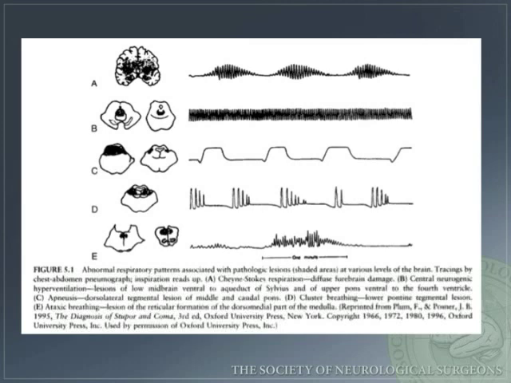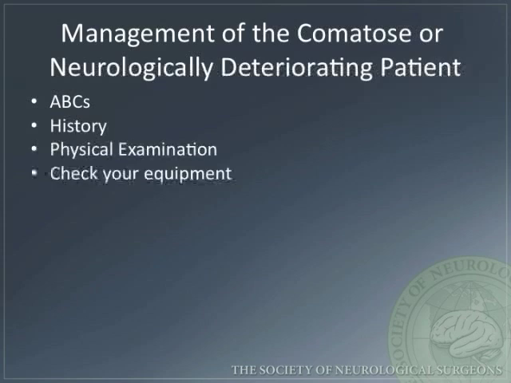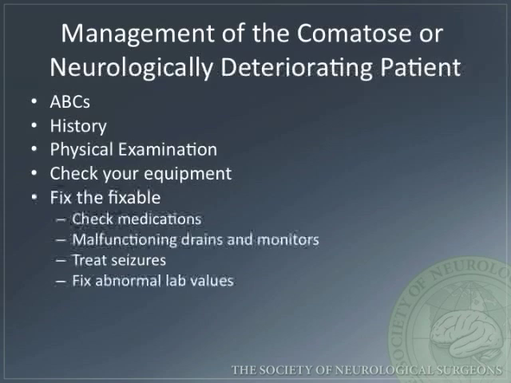Evaluation of a patient's respiratory status may also aid in localizing the location of a lesion. Here is a diagram of the association between respiratory pattern and anatomic correlation. Management of the comatose or neurologically deteriorating patient involves the standard ABCs, history, physical, equipment check, troubleshooting, imaging, and intervention.